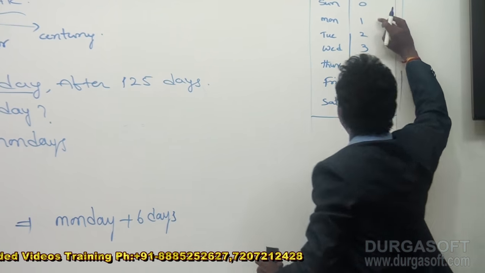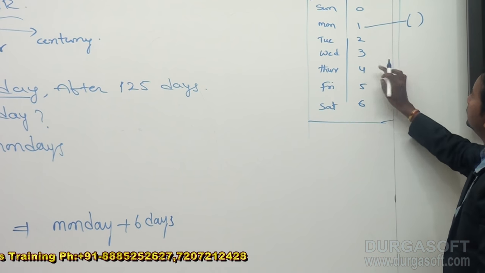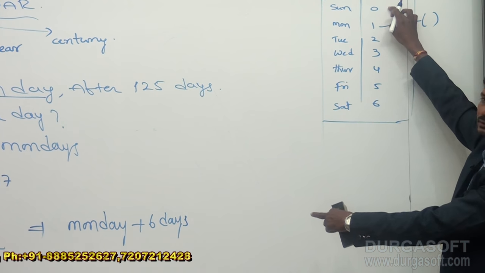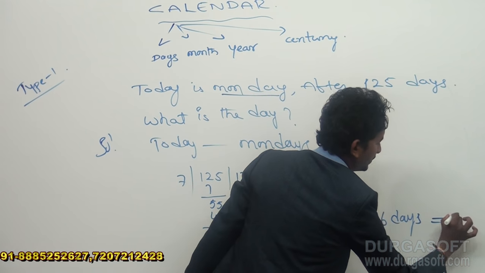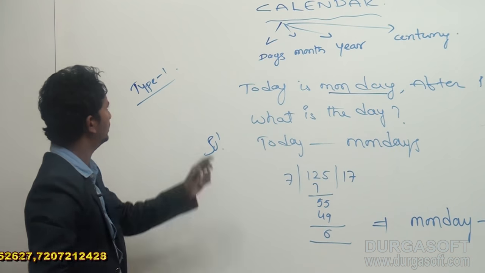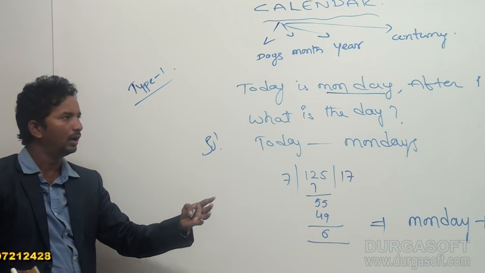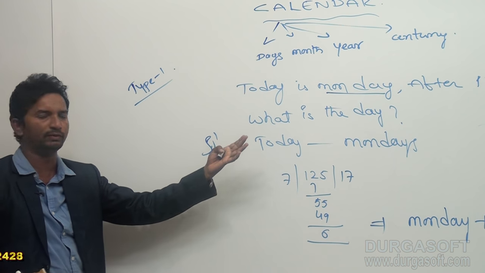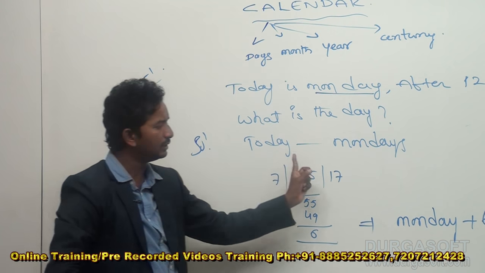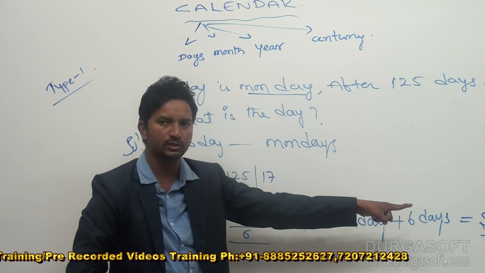So today is, let's take, Monday. This is the given Monday. 1, 2, 3, 4, 5, 6. The 6 it will come on Sunday. So in this type 1, today is Monday. The question is asking after 2 days or 120 days or 125 days, you take the day today, then again you find the remainder, and then the remainder should be added. So Monday plus 6 days is equal to Sunday.